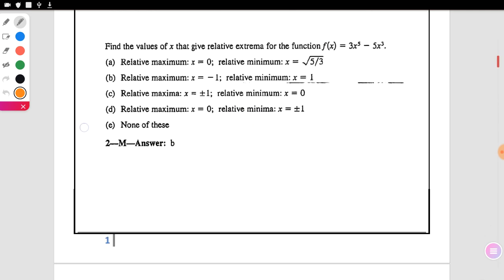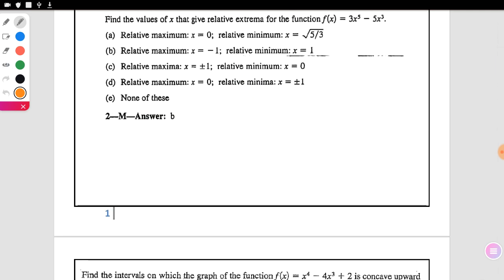You understand everything. Now here, please read the head of the question well. He asked me to find the values of x that give relative extrema. Here he asked me to find only the value of x. He didn't ask me to find the point, x and y, only x. What is the meaning of relative extrema? Relative extrema means relative maximum or relative minimum. And as you know, extrema occur at critical numbers.